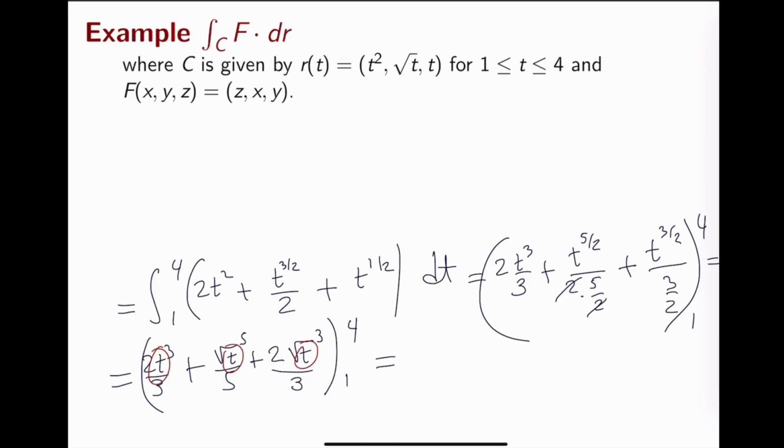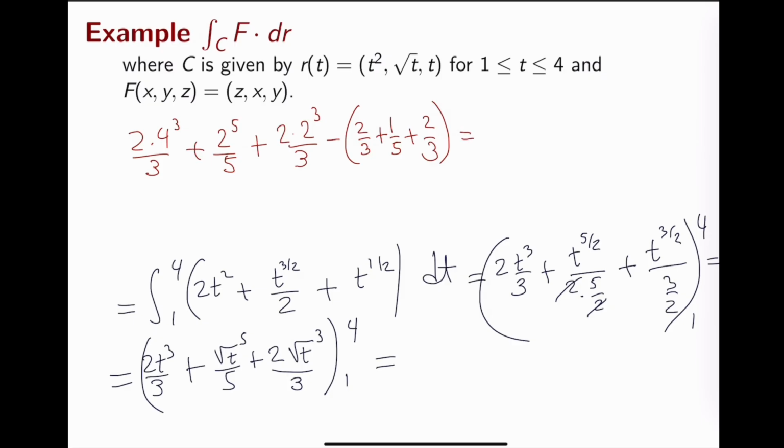Evaluating here, substituting t by 4, we get here 2 times 4 cubed over 3 plus 2 to the 5th power over 5 plus 2 times 2 cubed over 3 minus, and so we evaluate everything at 1. That will be just 2/3 plus 1/5 plus 2/3. Okay, in order to do this operation, I observe that in all the terms there is a common factor that is 2 to the 4th power.